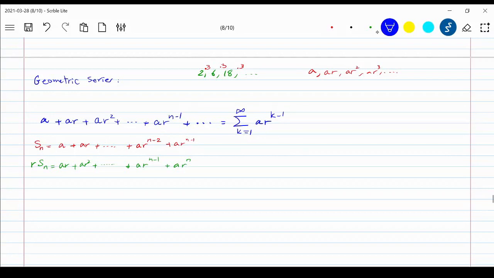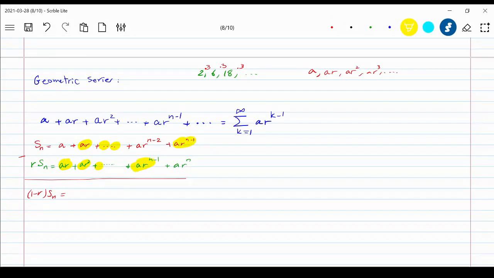Now subtract the bottom one from the top one. What do you get if I do that? Either way works, so I'll subtract the top from the bottom. I get 1 minus r times Sn. On the right side, these two terms cancel out each other. The next term will cancel out with ar squared. The next one will cancel out with this one, and so on.